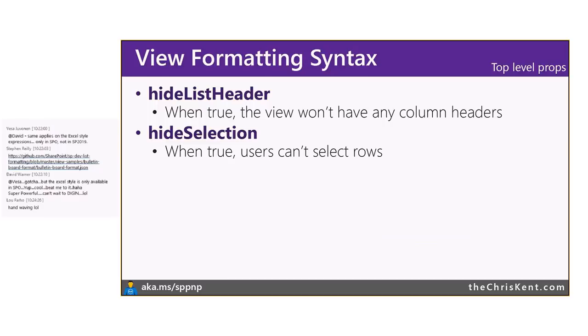Hide selection. This only works if you're doing the row formatter, so it doesn't work if you're just doing the additional class style. But if you're doing the row formatter, you can hide that selection, which can be really helpful, and you can handle those through those custom row actions, which we'll see.